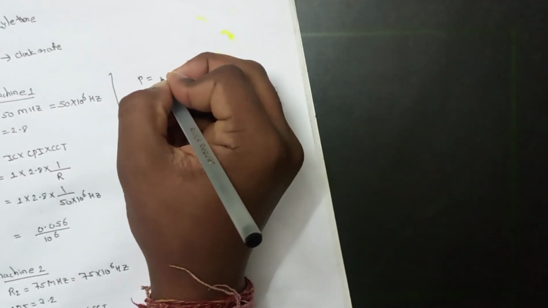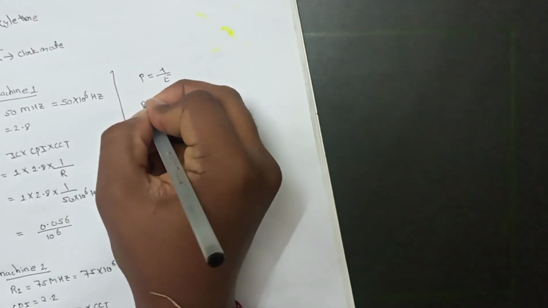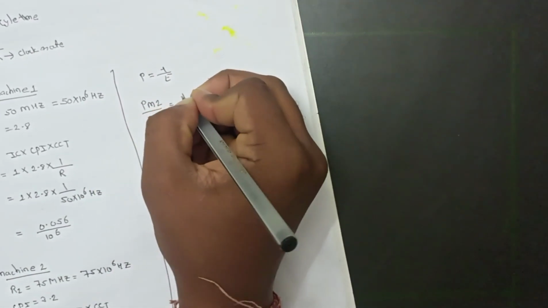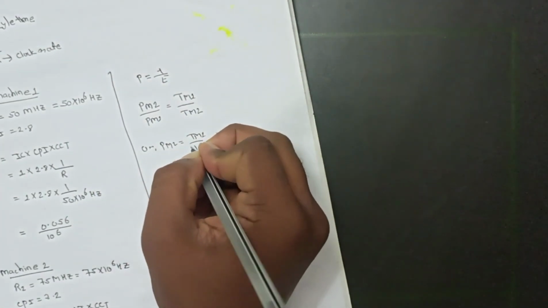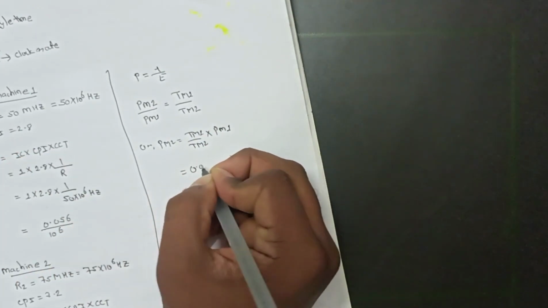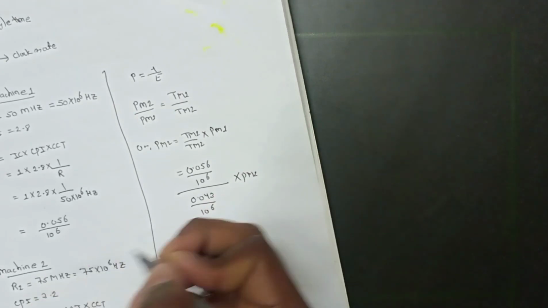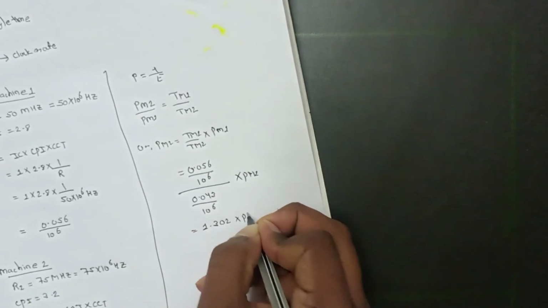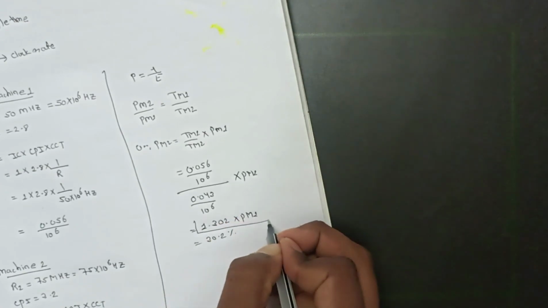Let's solve for this. We know that performance is inversely proportional to execution time. It means P equals 1 by E. So performance of machine 2 divided by performance of machine 1 is equal to time of machine 1 divided by time of machine 2. We know that machine 2 is faster, so PM2 is equal to TM1 by TM2 into PM1. Just put in the values: TM1, the execution time of machine 1, is 0.056 into 10 to the power 6, divided by 0.043 into 10 to the power 6, into PM1. By solving this, we get 1.302 into PM1. It means 30.2%. Or we can say that machine 2 is faster than machine 1 by a factor of 1.302.